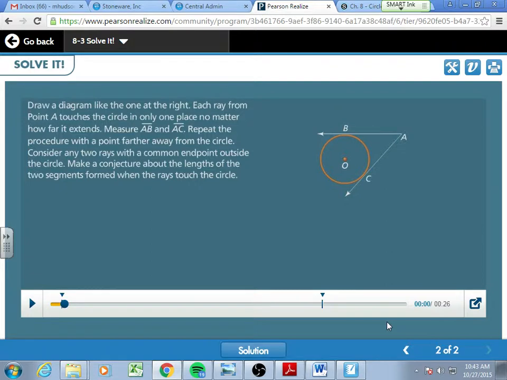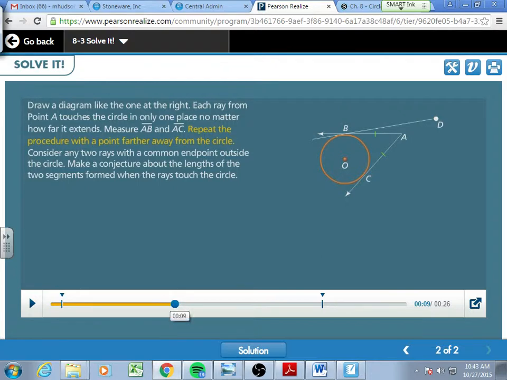So if it touches exactly in one point, each ray from point A touches the circle in only one place, no matter how far it extends. Measure AB and AC. Repeat the procedure with a point further away from the circle. What about any two rays? If B is our tangent point and C is a tangent point, then we make a triangle here. We at least make an angle. So we have angle A. Think about what would happen if we measured those.